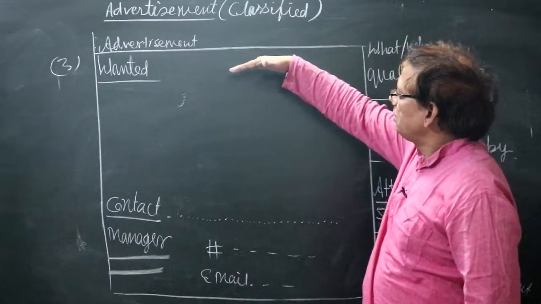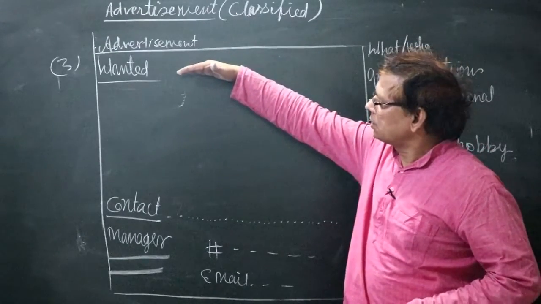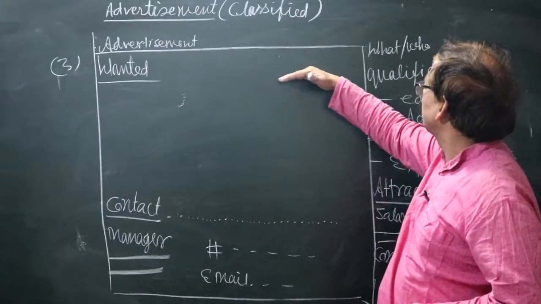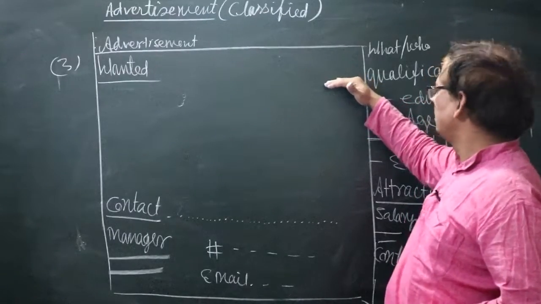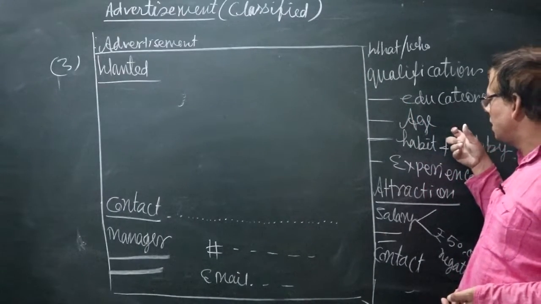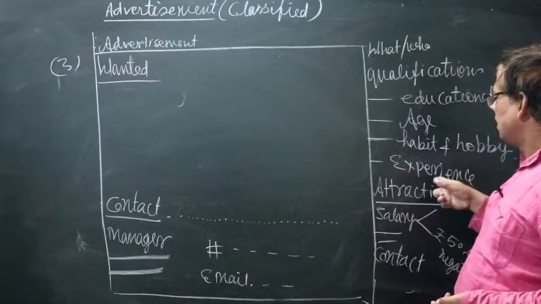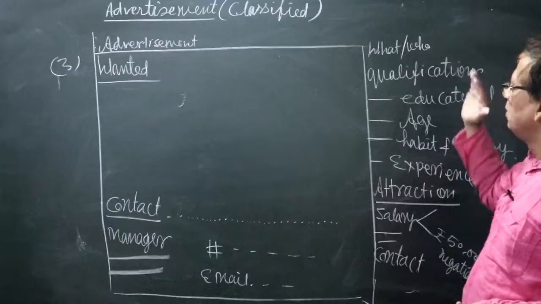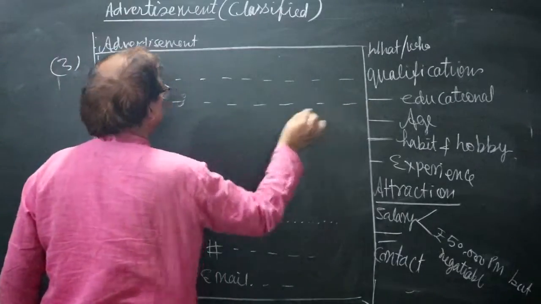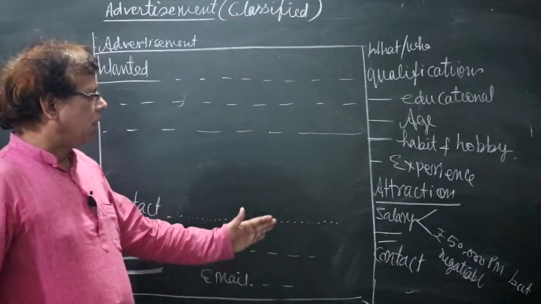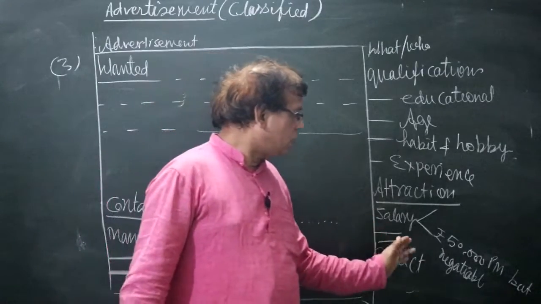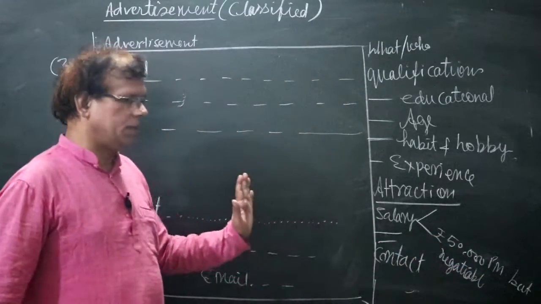Wanted teachers. If this is Ratanlal school, wanted female teachers. If this is Sri Baba school, wanted male teachers for physics and chemistry. Education at least MSc, age not more than 30 years, with good personality, experience of 2 years in a reputed school. By writing commas between phrases or words, in this way you have to write. Attractive salary, or salary rupees 50,000 per month but negotiable.